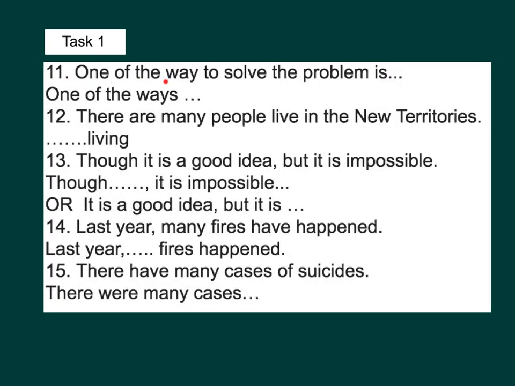Number 11. One of the ways to solve the problem is. Correction. One of the ways to solve the problem is. Number 12. There are many people live in the new territories. Correction. There are many people living in the new territories. Number 13. Though it's a good idea, but it's impossible. Correction. Though it's a good idea, it's impossible. Or, it's a good idea, but it is impossible.